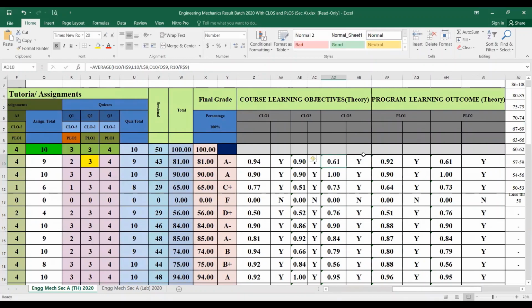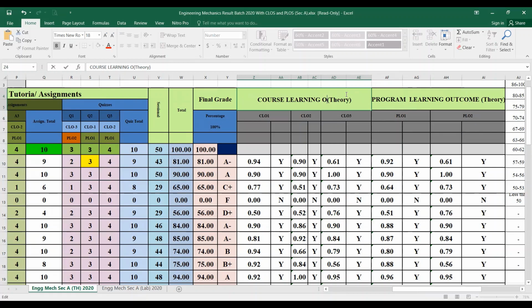These are all about course learning objectives, not course learning outcomes. So this is the wrong term written over here. So let me write it down. This is outcome. So the next thing is program learning outcome. And this is the theory result. And obviously you have to do it for the lab as well.